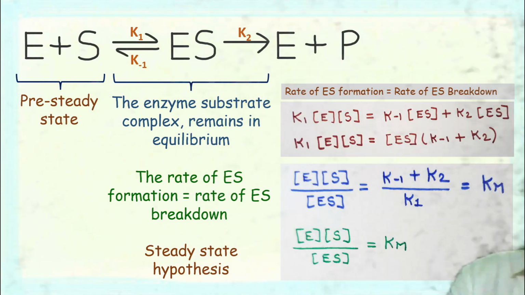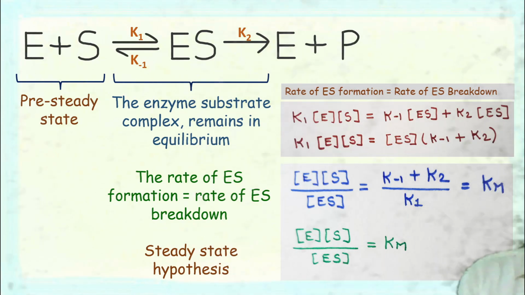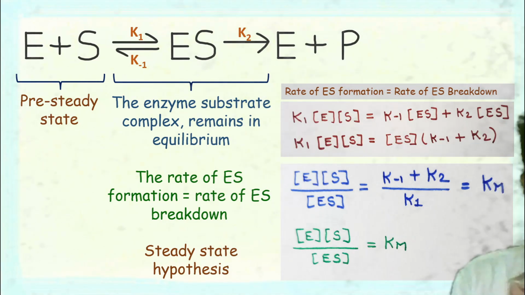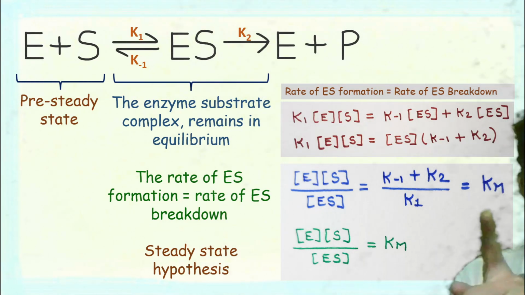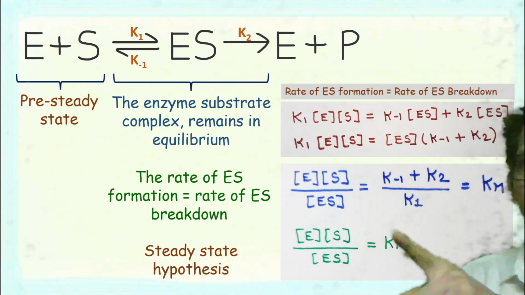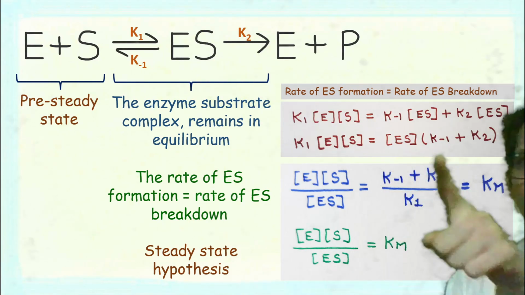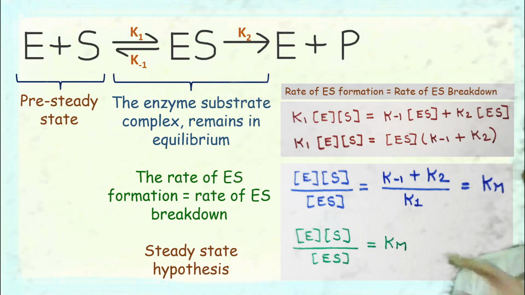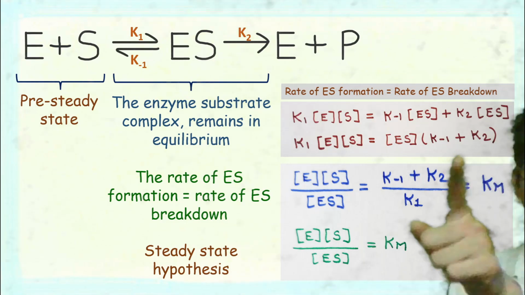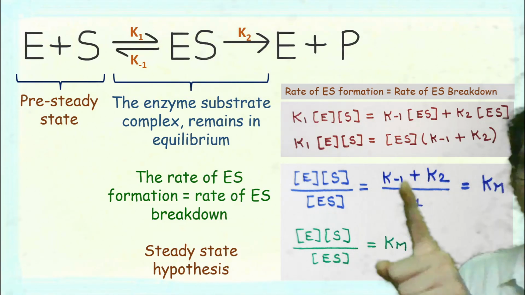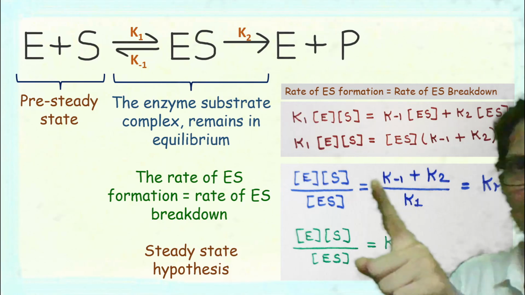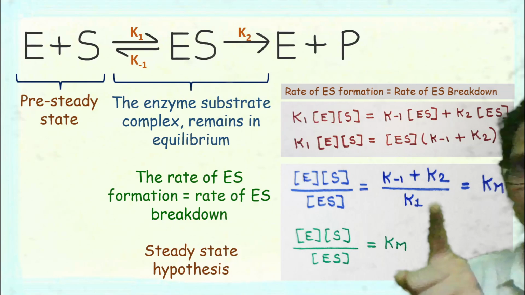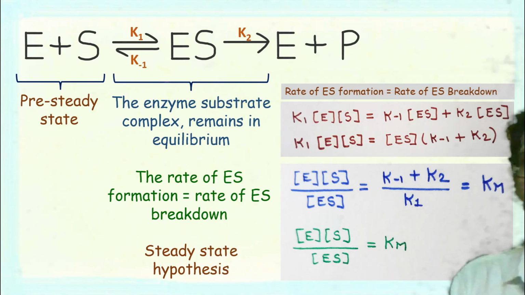Now if we rearrange this equation, then this will be the equation for Km. Km can also be defined as the ratio of rate constants of the enzyme catalyzed reaction. If you see this carefully, Km is the ratio of rate constant of breakdown of ES complex versus rate constant which forms the ES complex.